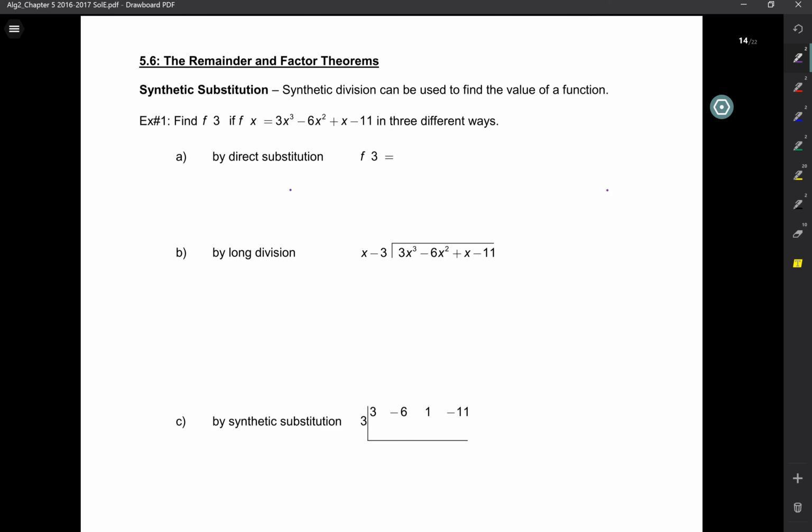Hello, Algebra 2. Today we will be looking at section 5.6, remainder and factor theorems. So we're going to start off with something we call synthetic substitution. And this is another way that we can find the y value of a function when we substitute a value for x. So for example, suppose you're given f of x is equal to this function here. And what I need to find now is f of 3.